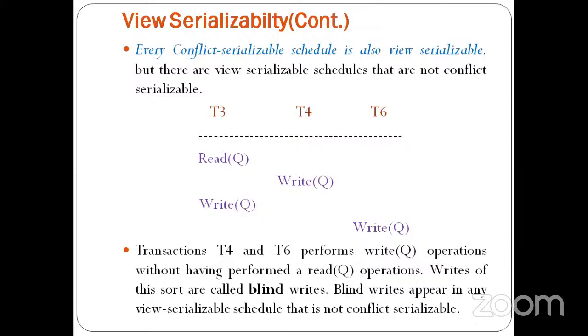T4, T6, what happens? Only write without reading. T4 and T6 are performing write operations, right? So this is called blind writes. Blind writes appear in any view serializable schedule that is not conflict serializable.